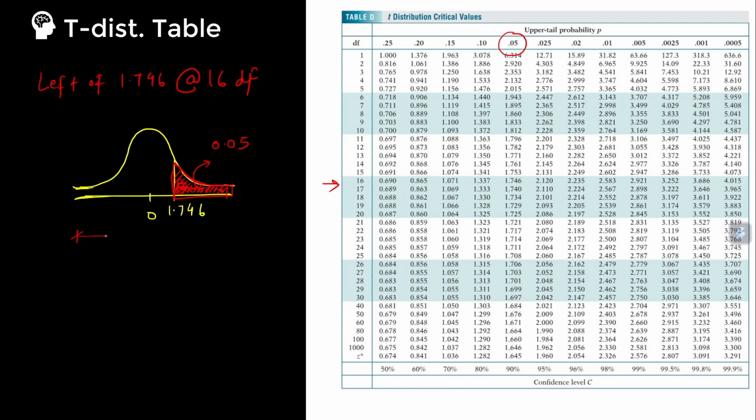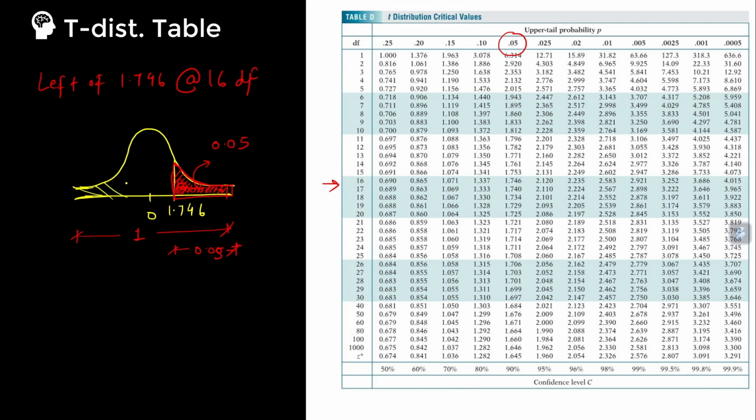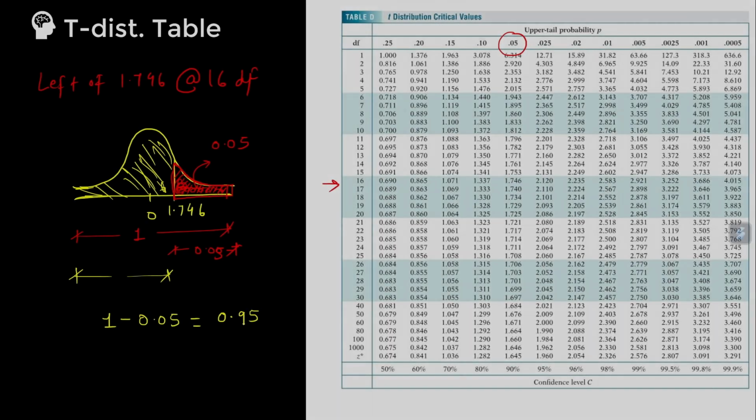We know that the total is 1 and this portion is 0.05. Okay, so in order to calculate the left of it, we need this portion, the yellow shaded portion. In order to calculate this, we'll subtract 0.05 from 1, we will get 0.95.